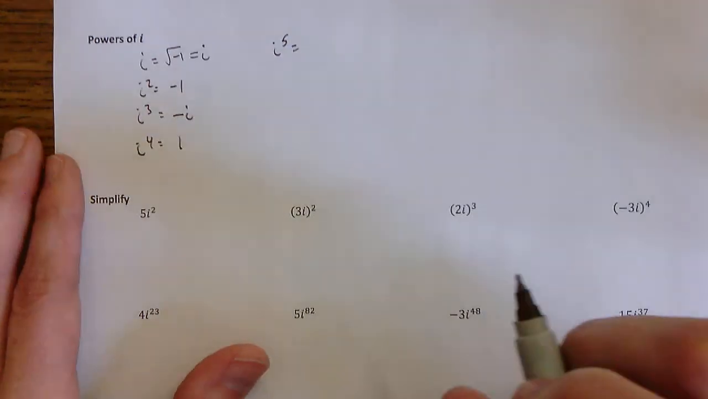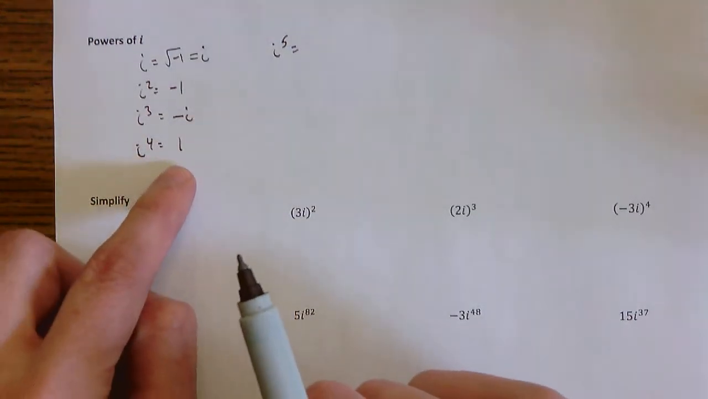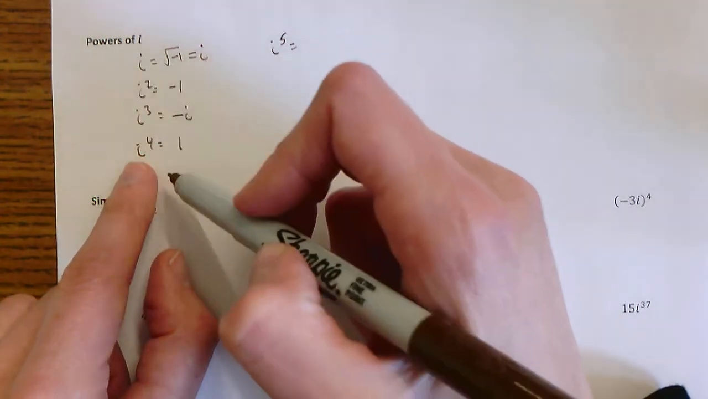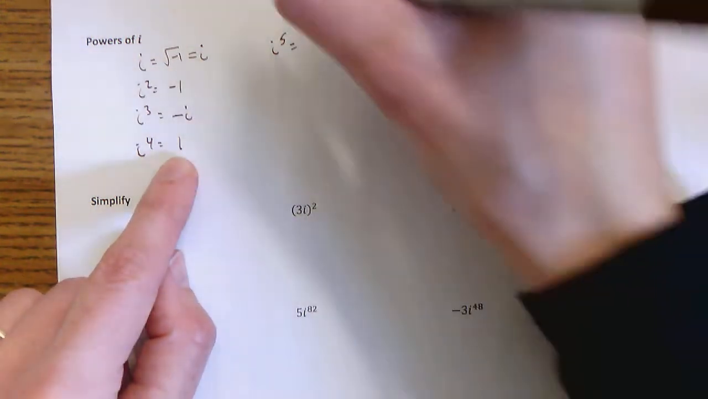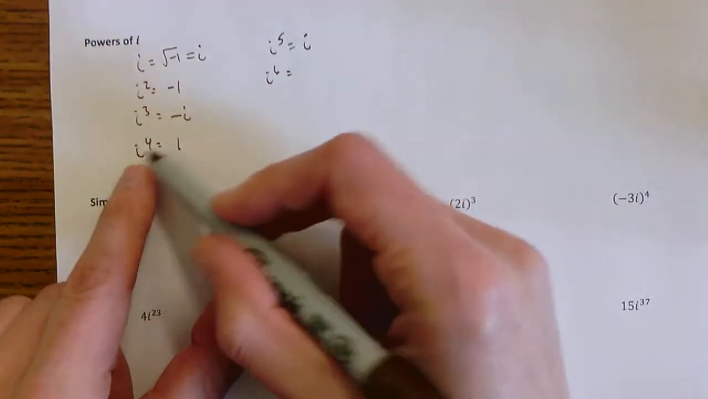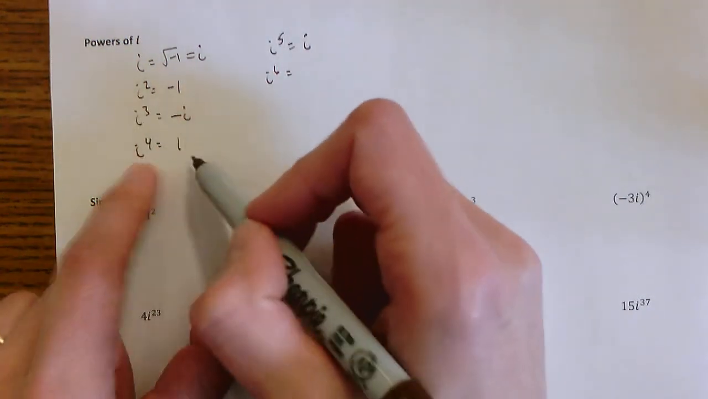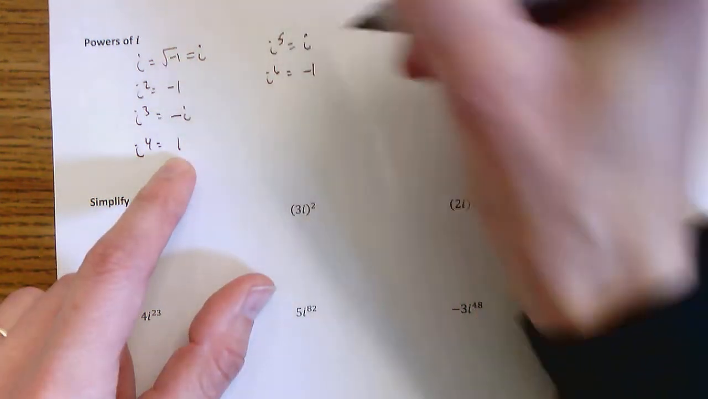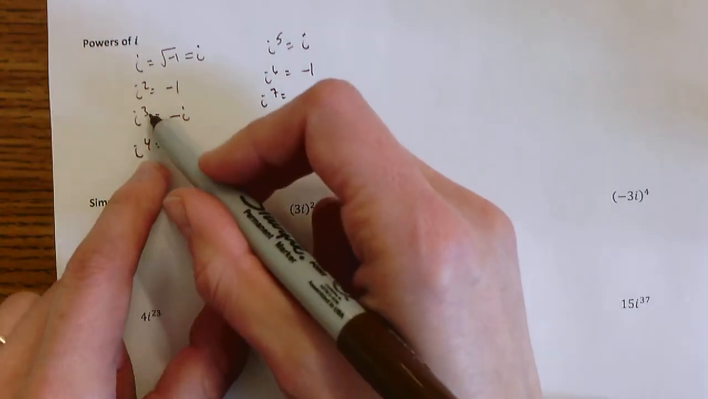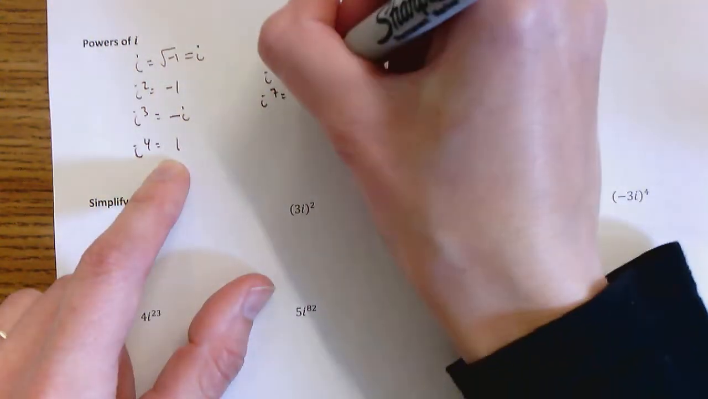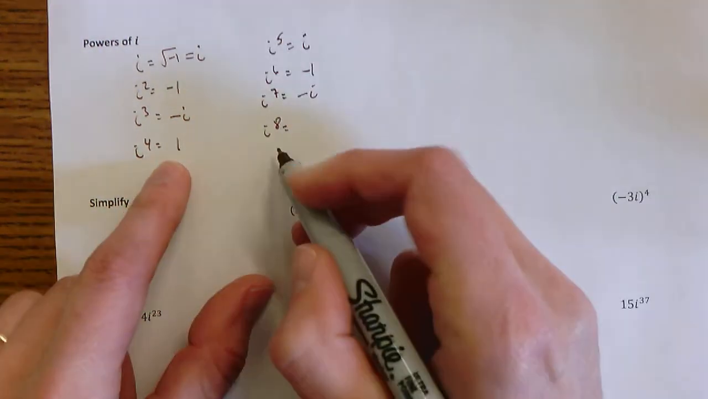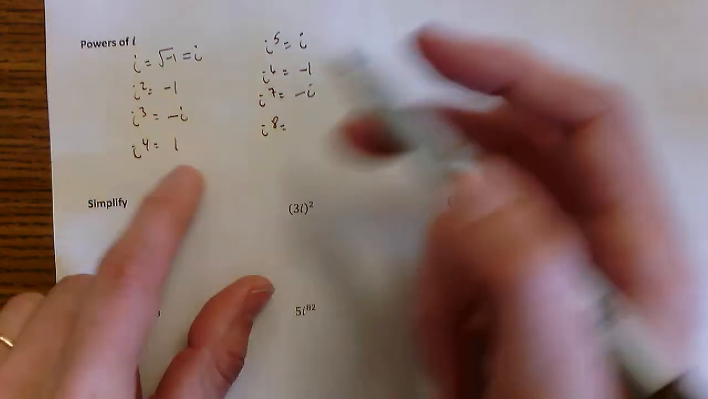i to the fifth. Okay, well, it's really convenient. We got this nice pretty 1 here. I'm going to use that. So i to the fifth, I need 4 i's and then 1 more i. So that's i to the fourth times i. So it's 1 times i, or i. Okay, i to the sixth. Well, that's i to the fourth and then 2 more i's. So it's 1 times negative 1, negative 1. All right, i to the seventh, that's 4 and then 3 more. So 1 times negative i, so negative i. And then i to the eighth, well, 8 is 2 sets of 4. So i to the fourth times i to the fourth, so still 1.